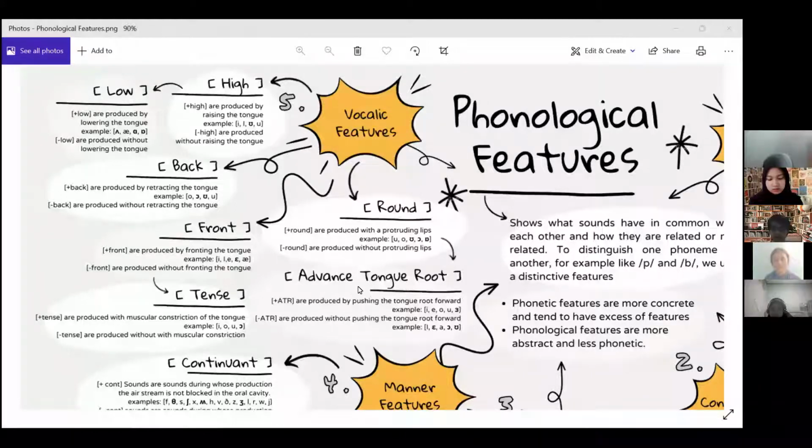And then advanced tongue root. Advanced tongue root, positive, is produced by pushing the tongue root forward. An example is E in it. Negative advanced tongue root is produced without pushing the tongue root forward.